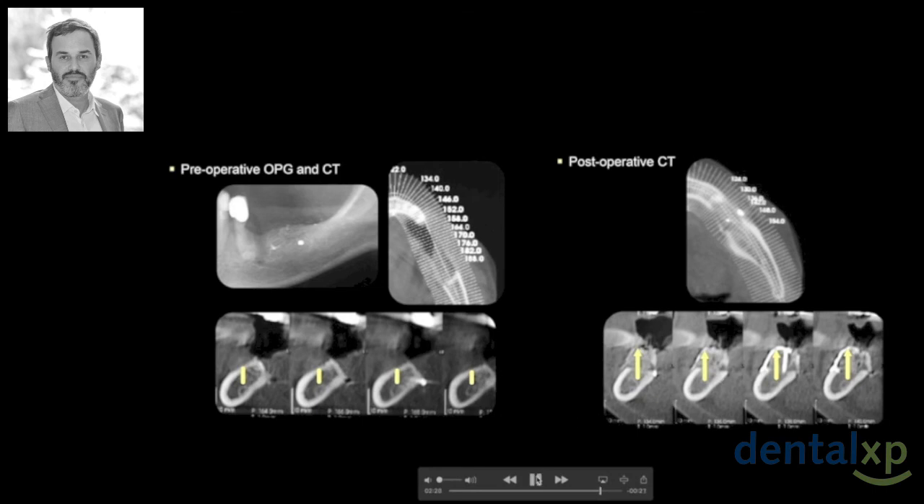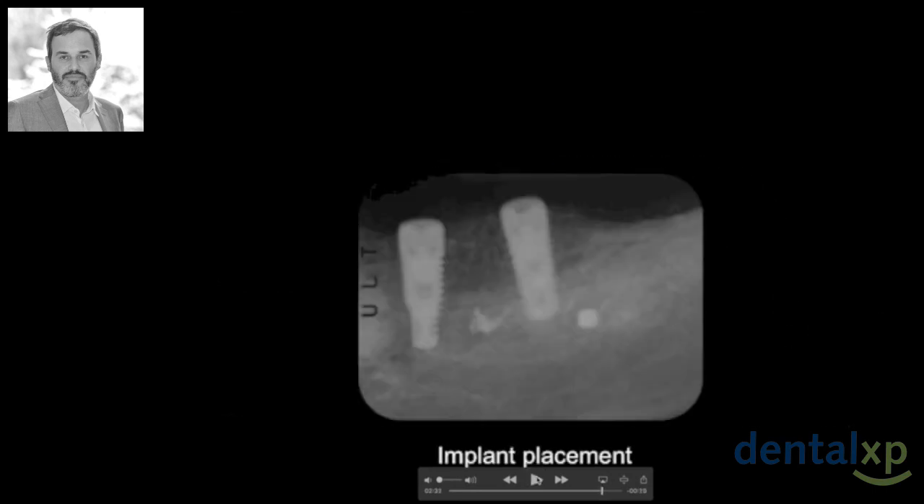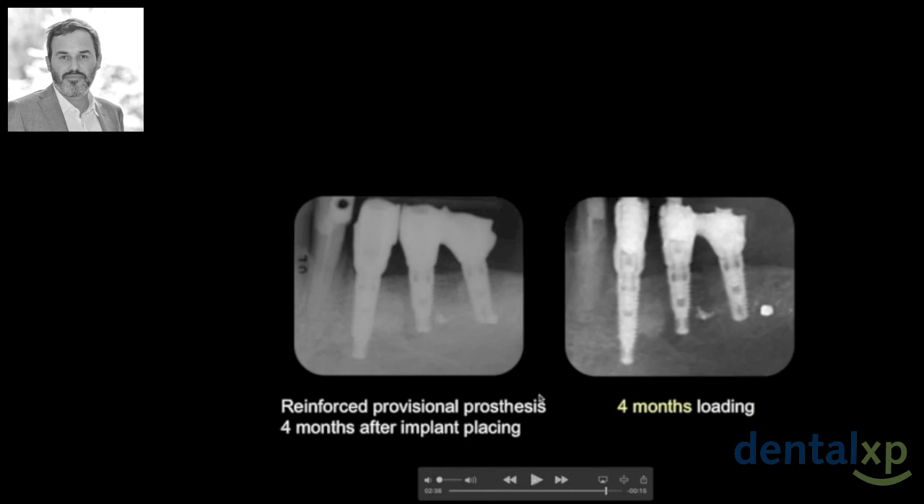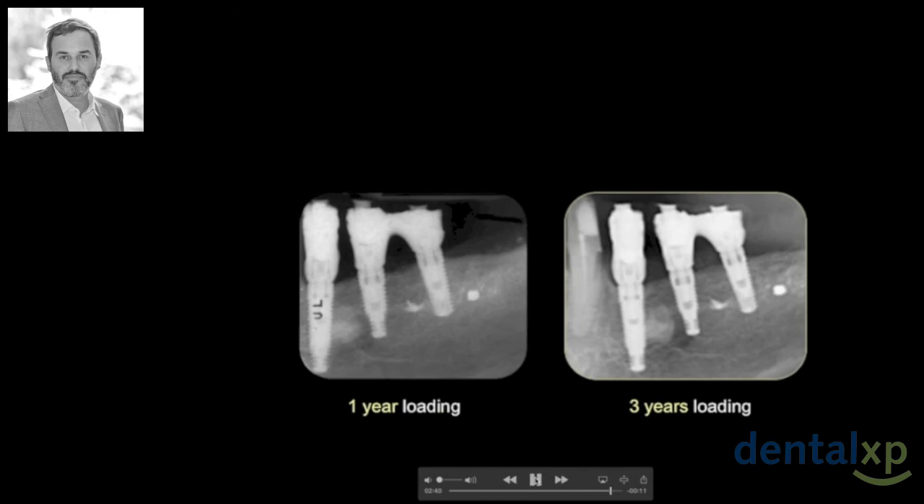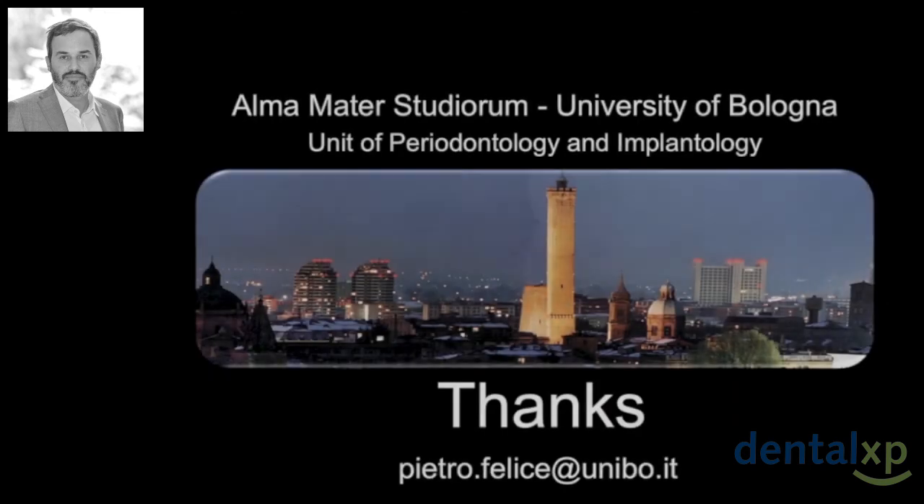And this is the X-ray after implant positioning, and this is the X-ray with the provisional prosthesis after 4 months of loading, and after 1 year and after 3 years of loading. Thank you very much.